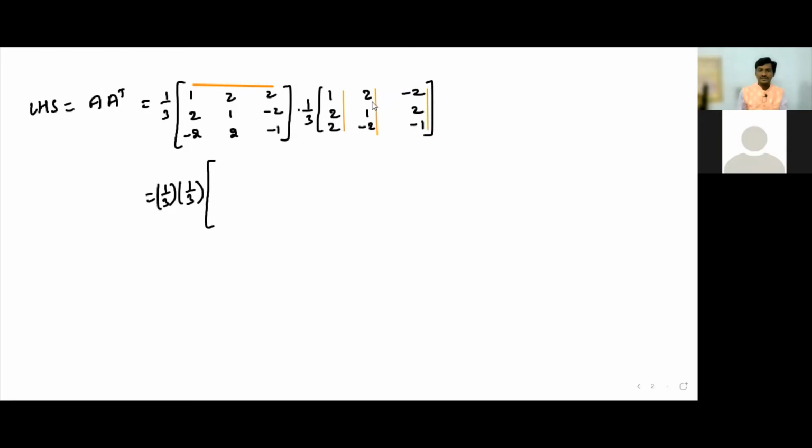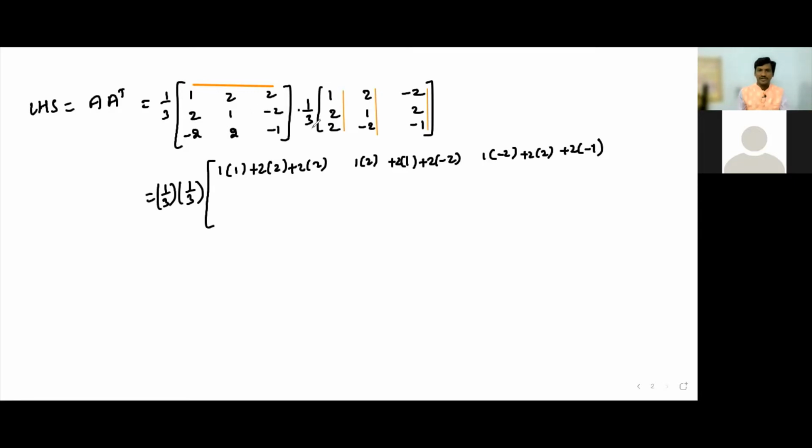Okay, so that is nothing but we get it as 1 into 1 plus 2 into 2 plus 2 into 2. Next, first row with second column, 1 into 2, 2 into 1 plus 2 into minus 2. Next, first row with third column, 1 into minus 2 plus 2 into 2 plus 2 into minus 1.